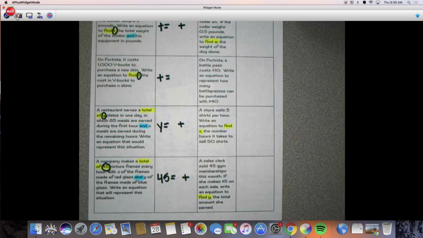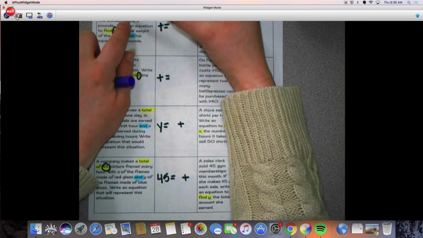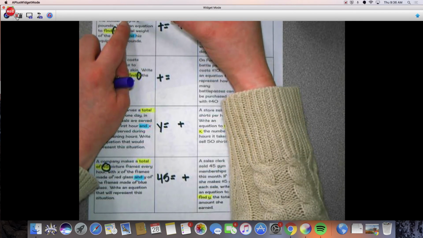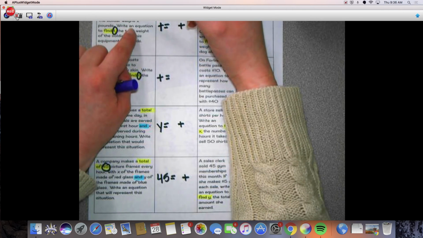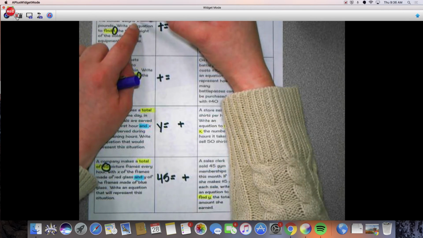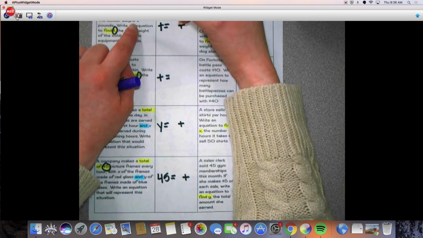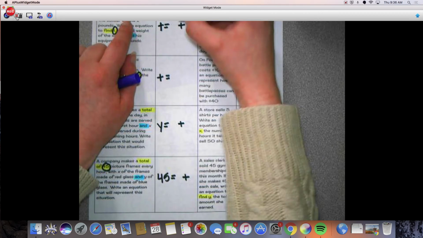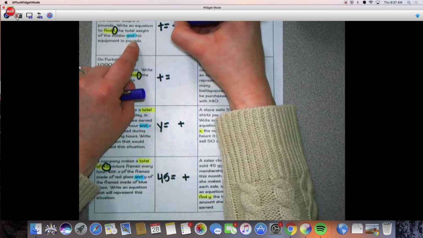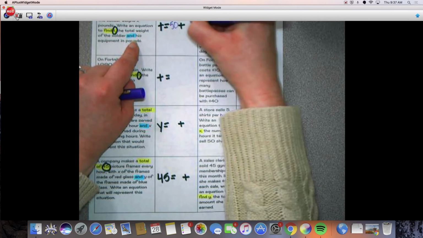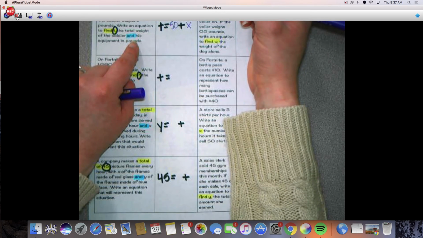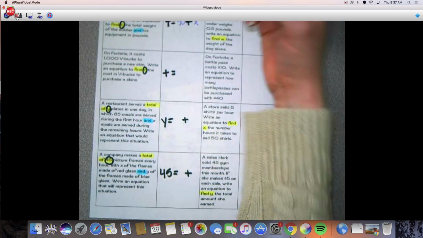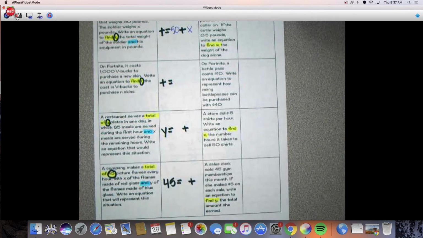Right? So, if the equipment weighs 50 pounds and he weighs X pounds, combined is what we want. So what are we going to write if we're finding the total? 50 plus X. We're just adding them up. Do we have to solve it?